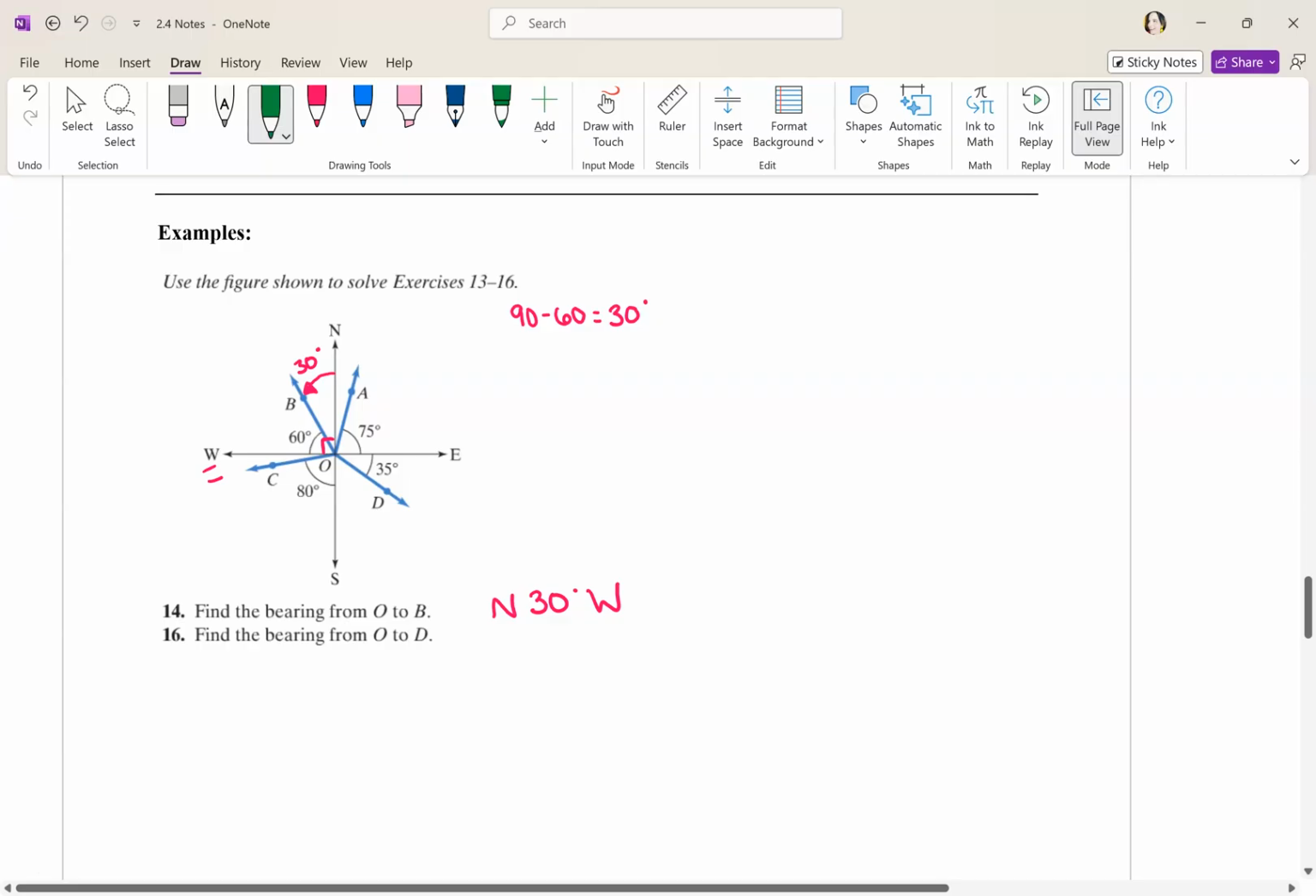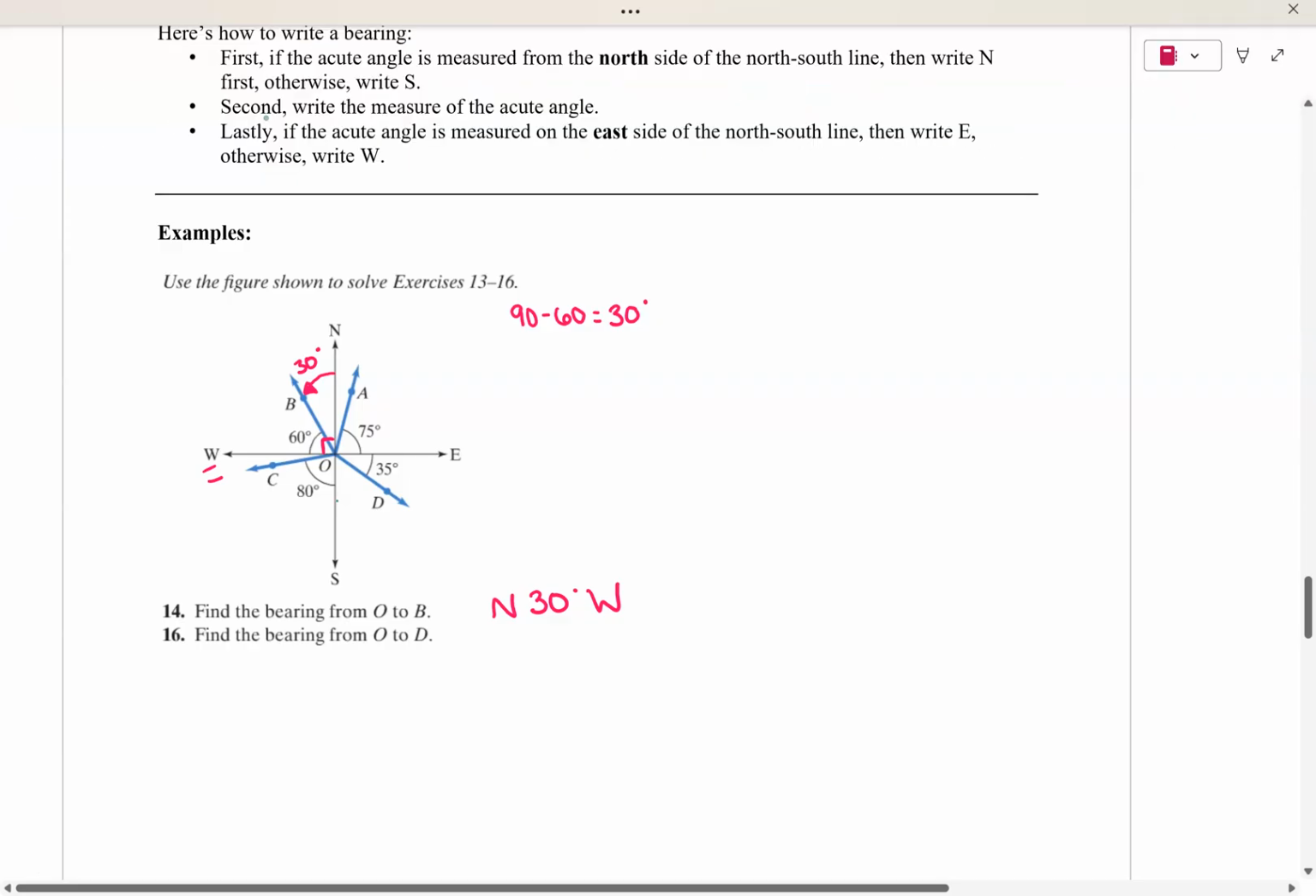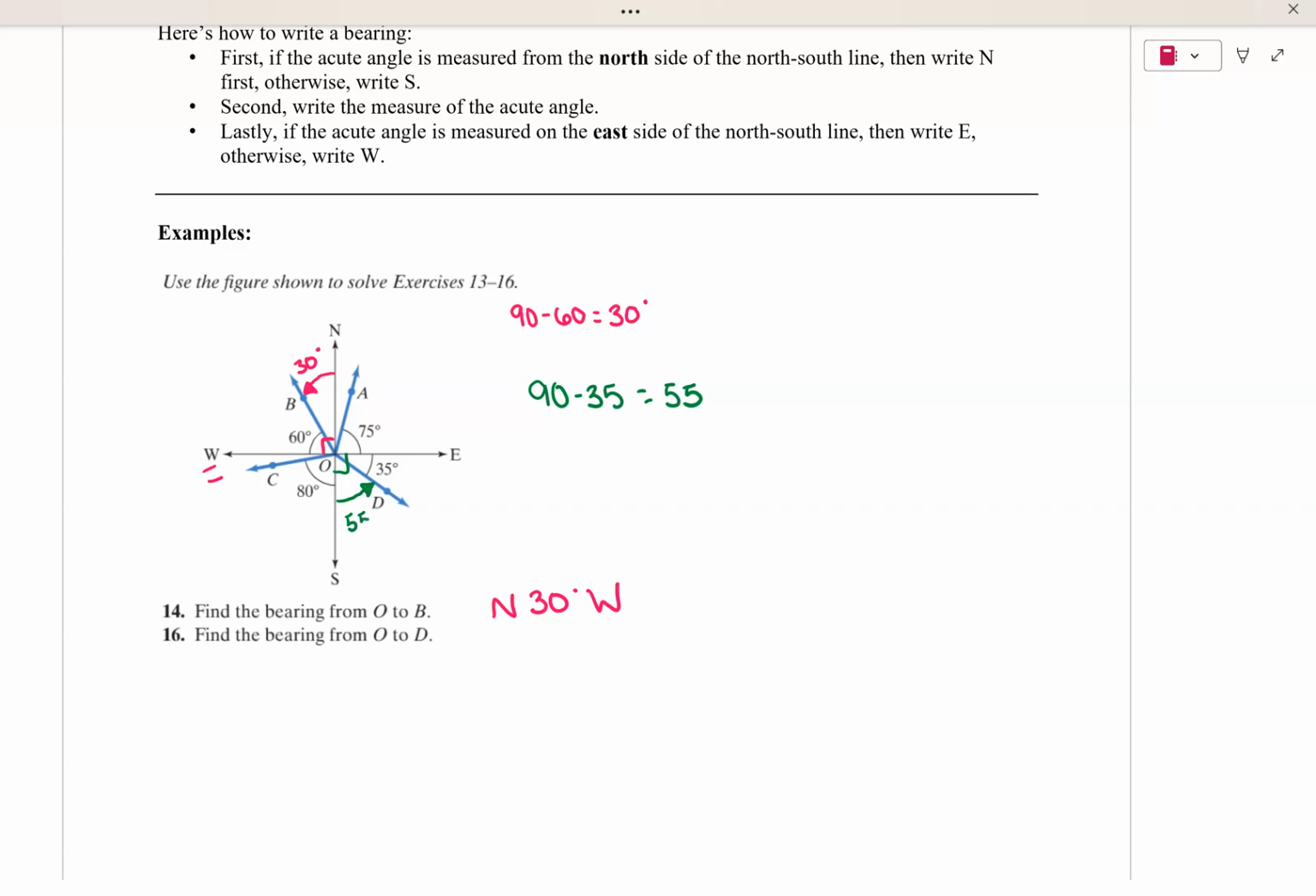So the next one, the bearing from O to D. O's here, D's here. Same thing. I know that this is going to make a 90 degree, so it's 90 minus 35, which means we went off 55 degrees right here. So I'm going to have the south line, so it's south 55, and then east, because I went in the east direction. Okay.